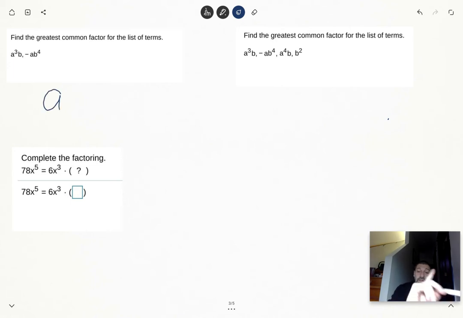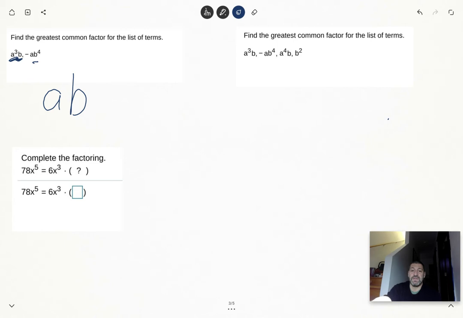A, they only have one a. Okay, what's the greatest number of b's that they have in common? They only have one b in common. So that's the largest number of a's or b's that go into both of them. In other words, I can't get 2 b's out of this term, and I can't get 2 a's out of that term. So ab is my largest.